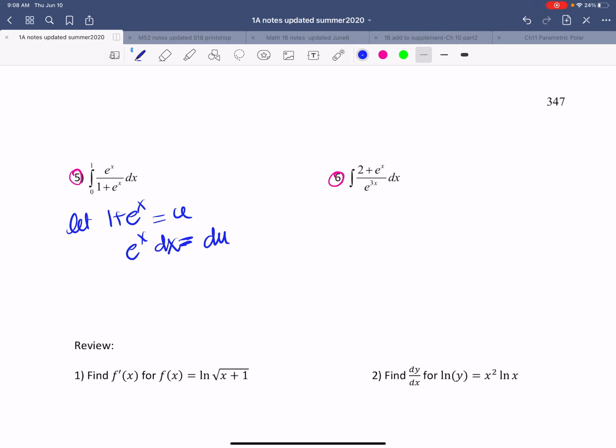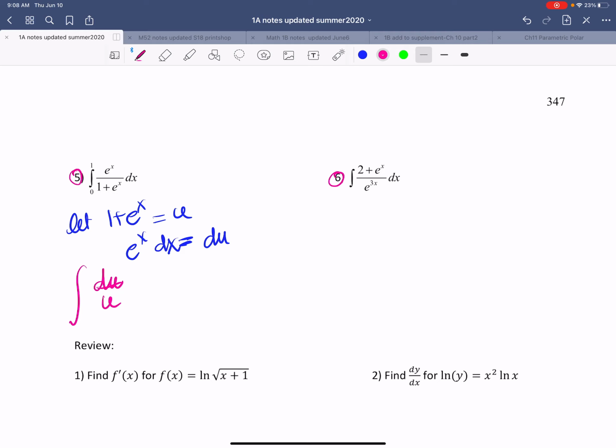e to the power x dx will be du. Okay, so here we are. We are ready to convert this integral into a u integral. The whole numerator is du, and we have u over here. Now we also need to change the bounds.